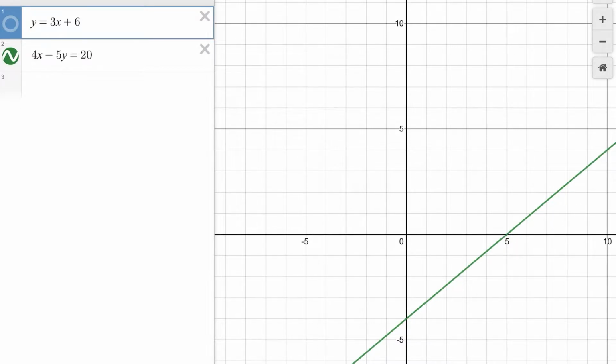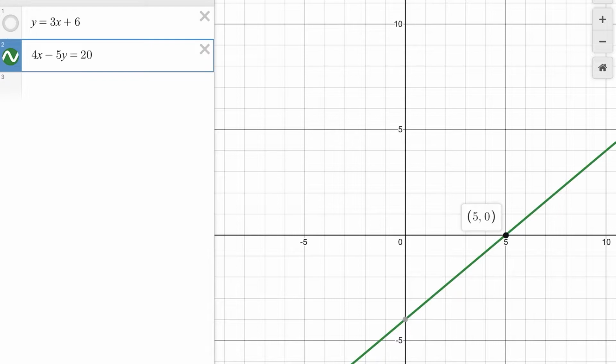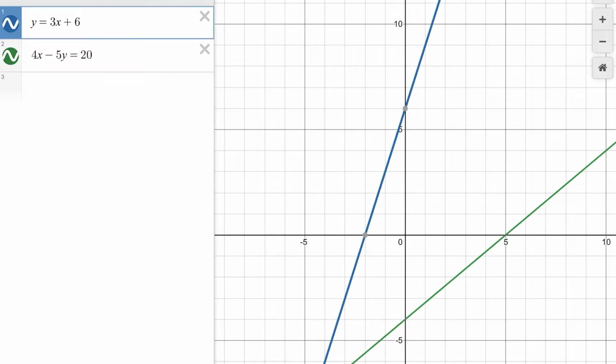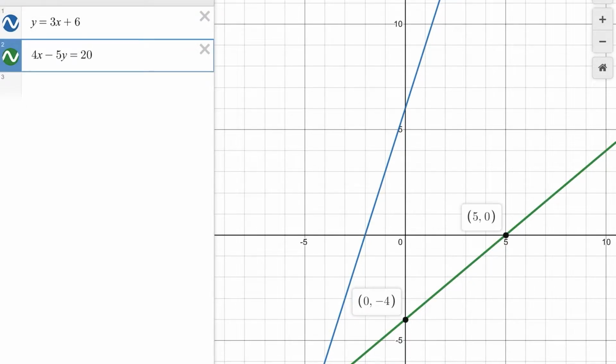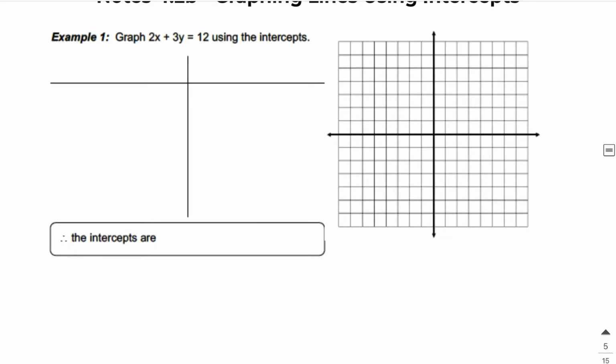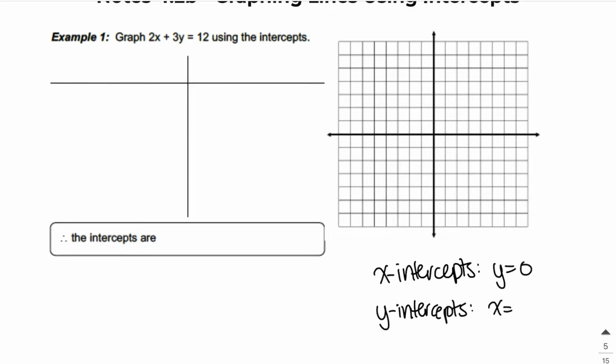So here we have our x-intercept, and you see the y value is 0. Here we have a y-intercept, and the x value is 0. So no matter where your intercepts are, the x-intercept always has a value of 0 for y, and the y-intercept always has a value of 0 for x. So I'd like you to write this piece of information down right here. So for x-intercepts, we know that y is 0, and for y-intercepts, we know that x equals 0.